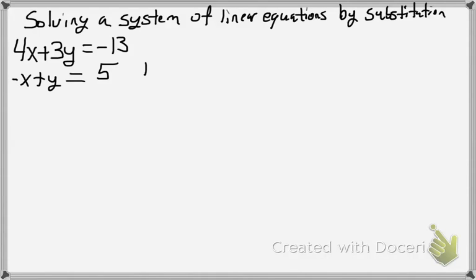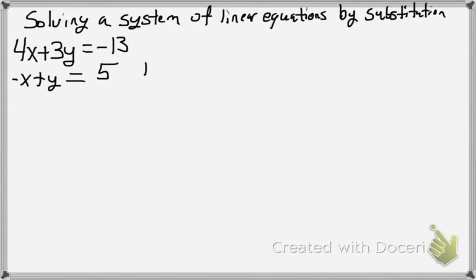So we're looking at two equations here: 4x plus 3y equals negative 13, and negative x plus y is equal to 5. The idea of substitution is solving one of the equations, usually for either the x or the y. It just depends on what looks the easiest to solve for, would be my recommendation.